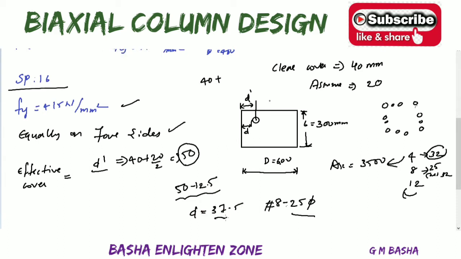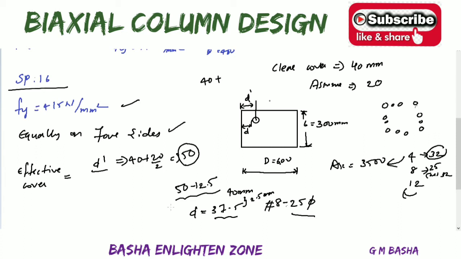37.5. So this is a small error, but what is the minimum required here? 40 mm. So just 2.5 mm will be the error. So that is not a big error, but it is better to take according to the clear cover. So already in the column we have to mention clear cover will be equal to 40 mm, then it is better to keep that clear cover minimum 40 mm.